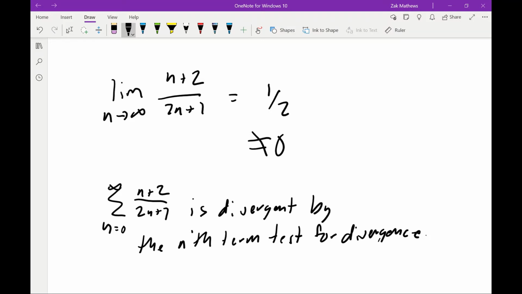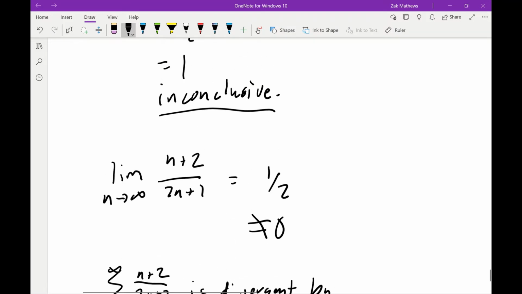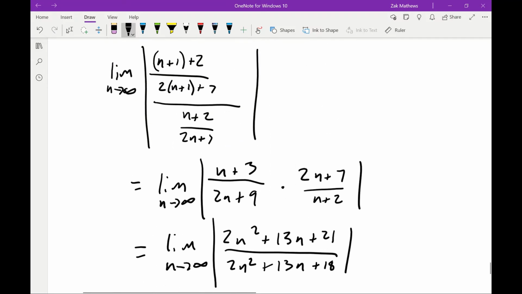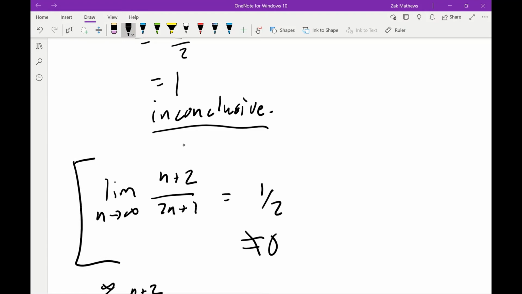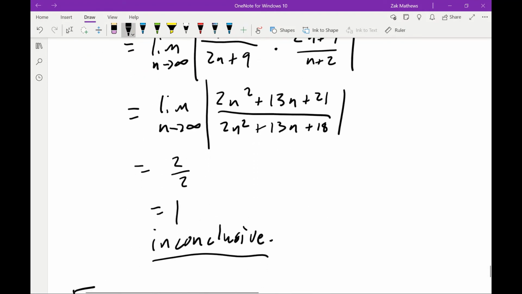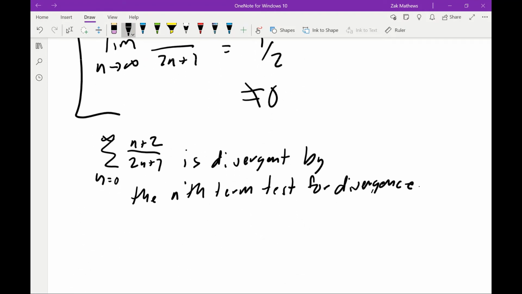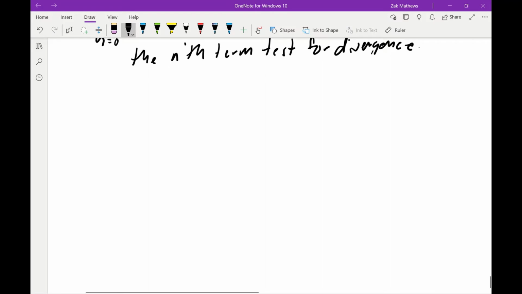Here we can see clearly it was going to be faster than the ratio test, even if the ratio test had given us a result. It's only 2 lines versus the 1, 2, 3, 4, 5, 6, whatever it was above that we spent. But then too, if another test fails and the divergence test would have worked, that's clearly the fastest thing to do. Let's do some other examples.